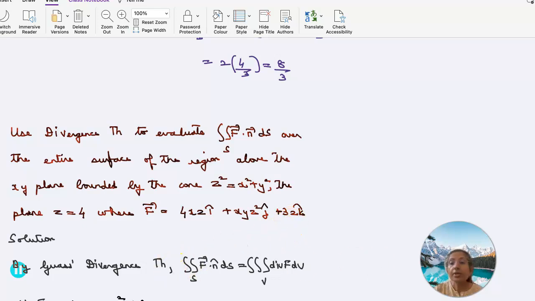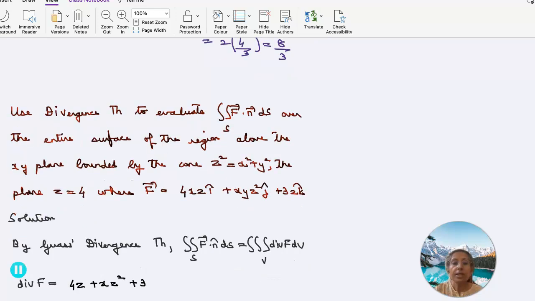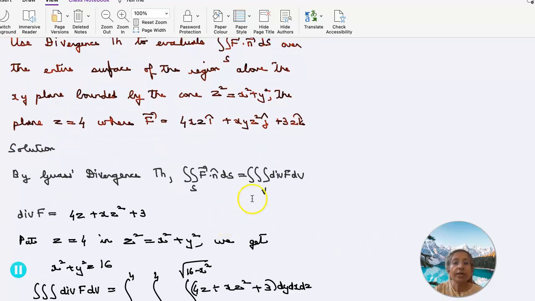Now by Gauss's divergence theorem, you know that the double integral over S of f dot n dS is the triple integral over V of the divergence of f dV. So the divergence of f will be the partial derivative with respect to x of 4xz, which is 4z, plus the partial derivative with respect to y of xz squared, and the partial derivative with respect to z of 3z, which is 3.